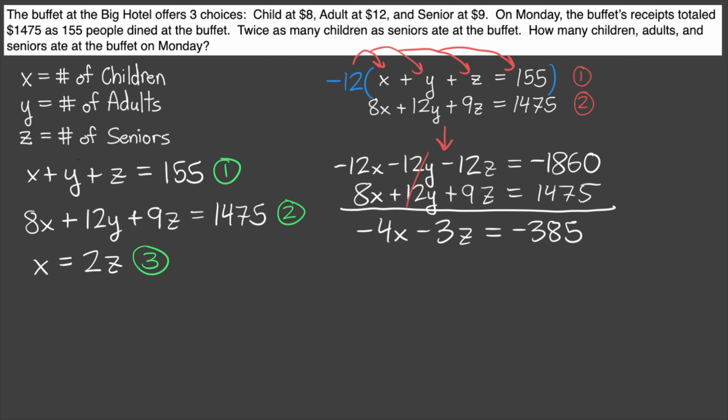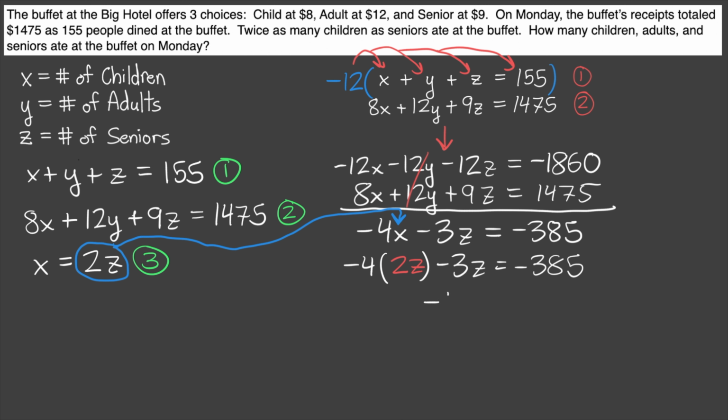So what we're going to do is take this 2z here, because notice that's equal to x, and we're going to plug that in for x right here so that we can solve for z. So we'll get negative 4, and I'll plug it in red here. So that's 2z. We're plugging in 2z in place of x there, minus 3z equals negative 385. All right, we simplify. Negative 4 times 2z is negative 8z minus 3z. If we add those up, we get negative 11z equals negative 385. Divide both sides by negative 11, and we will get z equals 35.